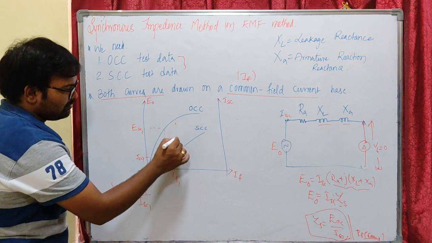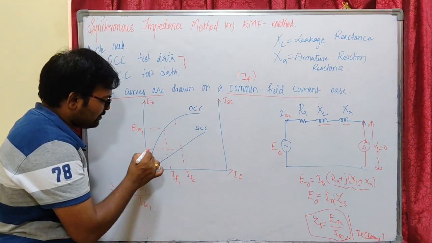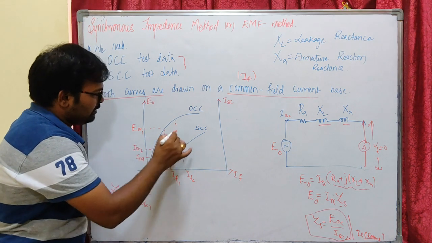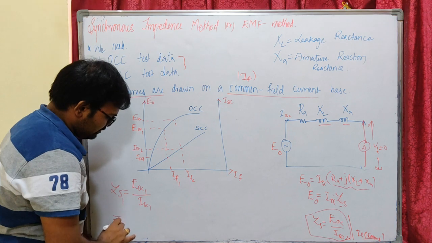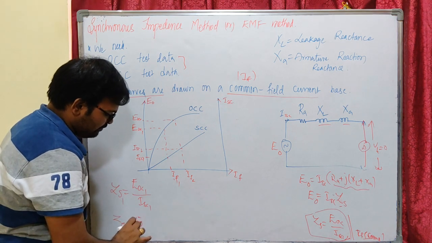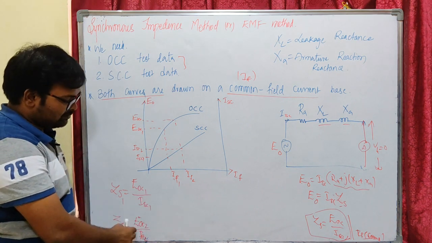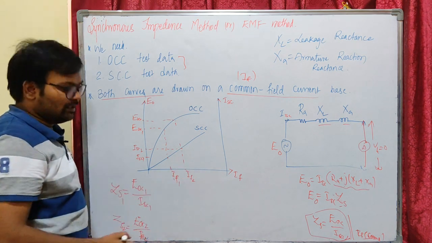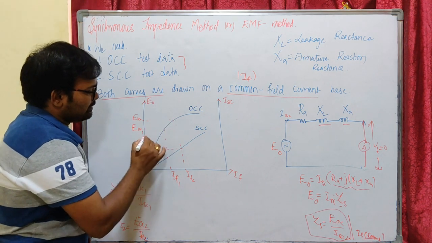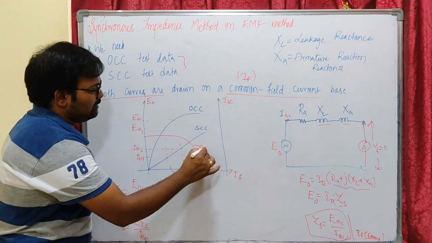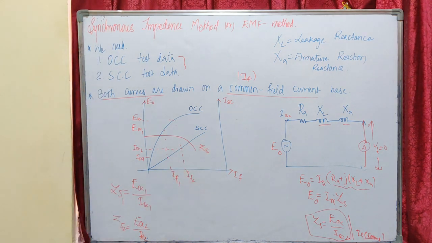For IF2 I can take another field current condition. At this condition, what is the short circuit current? This is the short circuit current ISC2 and this is the open circuit voltage EOC2. That will be ZS2 equal to EOC2 by ISC2. If I keep on taking these values ZS1, ZS2, ZS3 for different values of field current, the ZS impedance curve will be like this. The value of ZS will vary with respect to field current, EOC and ISC.